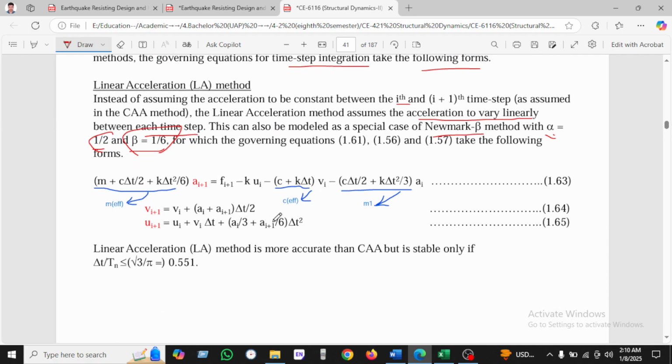So in this way we have seen that alpha remains the same, which is 1 divided by 2, but beta changes, 1 divided by 6 or 1 divided by 4. Keeping the rest the same, we are taking M effective, C effective, and M1. So how will we calculate this?